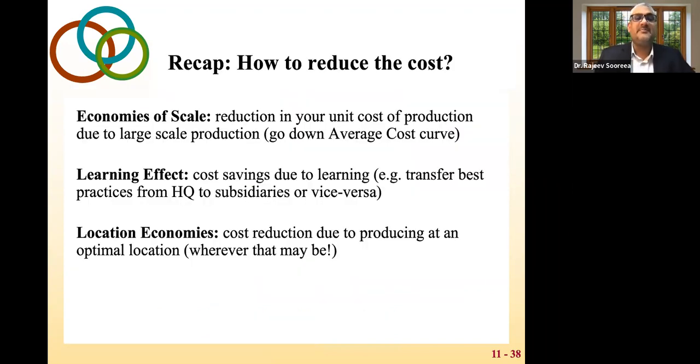So just a quick recap. Economies of scale is a reduction in your unit cost of production because of large-scale production. So you go down your average cost curve, down the experience curve. Learning effect is a cost saving due to learning, for example, transfer of best practices from headquarters to subsidiaries and vice versa. And location economies are cost reductions due to producing at an optimal location, wherever that location may be. All right, so remember, these are the three important concepts as part of your global strategy.